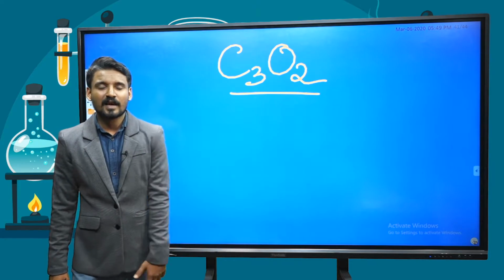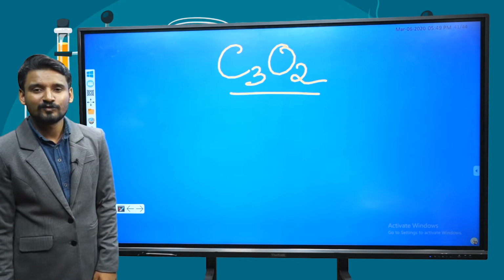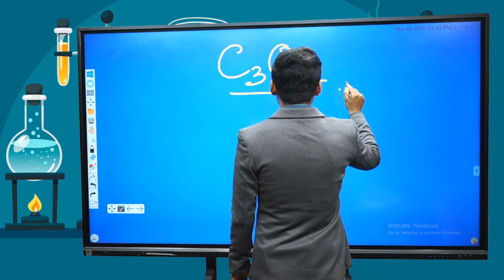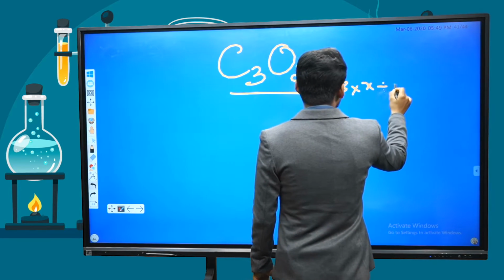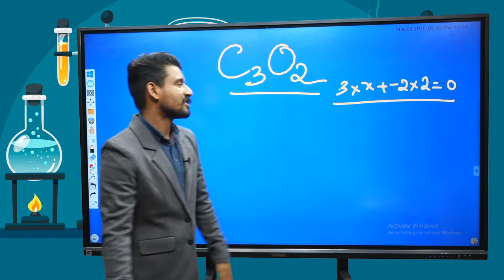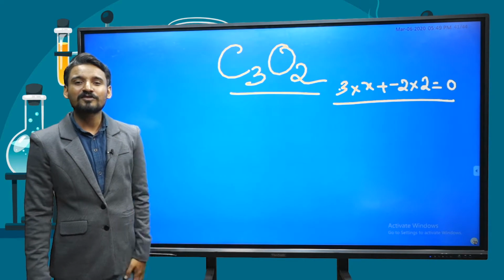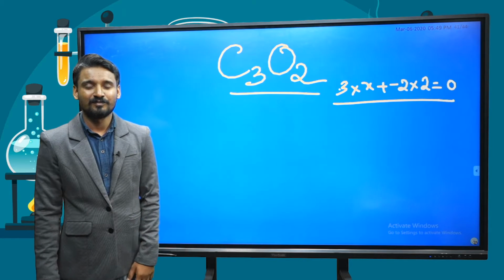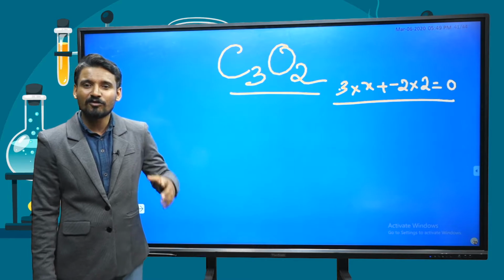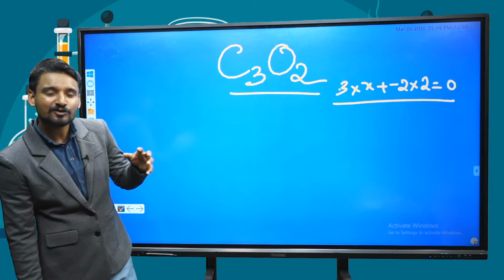Let's take another example, that is C3O2. Can you calculate the oxidation state of carbon here? Yeah, just you try that one. That is just 3x plus minus 2 into 2 is equal to 0. Like that you can calculate the oxidation state of carbon, is it? But that is wrong, because this oxidation state is a fraction, but you should consider the state of carbon in this compound. Then only you can calculate the actual oxidation state of different carbon atoms in this compound. That is the actual oxidation state.